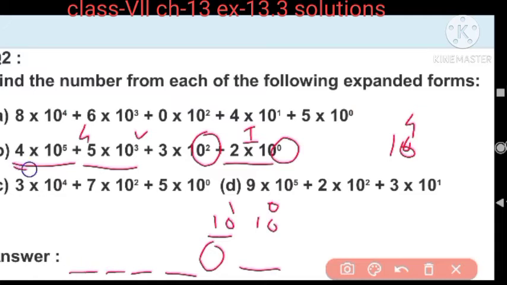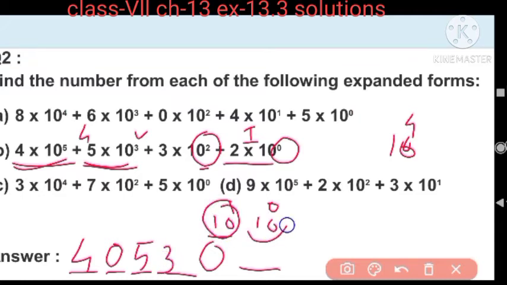So for 10 to the power 5 what is multiplying? 4, isn't it? So first digit will be 4 and second digit will be 0, because 10 to the power 4 is not there, so we have to write 0. Then after 4, 0, 5 is there, isn't it? 5 into 10 to the power 3. Then after 10 to the power 3, 10 to the power 2 is there, so it will be 3. Then again for this we have to write 0.